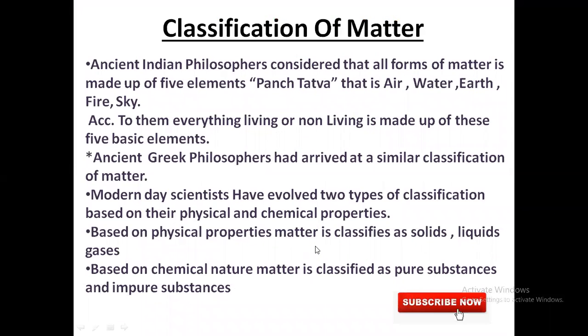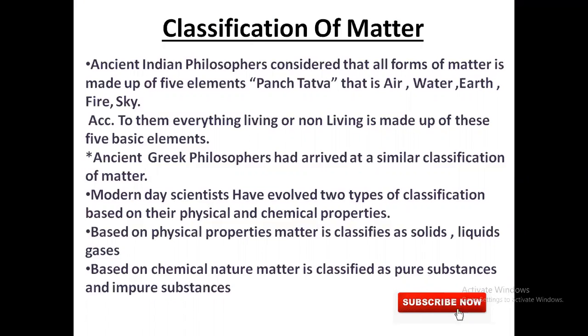Now, what is the classification of matter? How is matter classified? Ancient Greek philosophers considered that all the forms of matter are made up of 5 basic elements, which they called panch tattva, which is air, earth, fire, sky and water. According to them, everything living or non-living is made up of these 5 basic elements. Ancient Greek philosophers had arrived at a similar classification of matter.